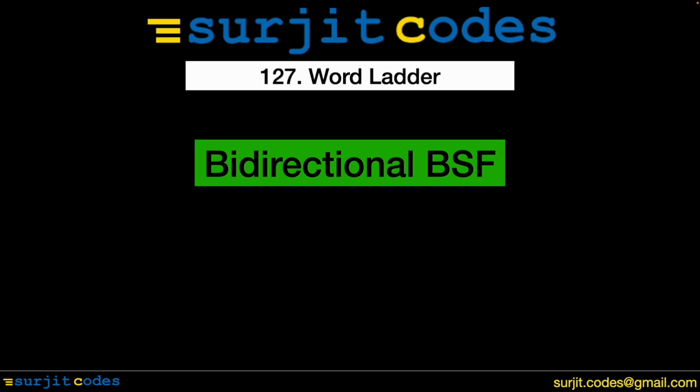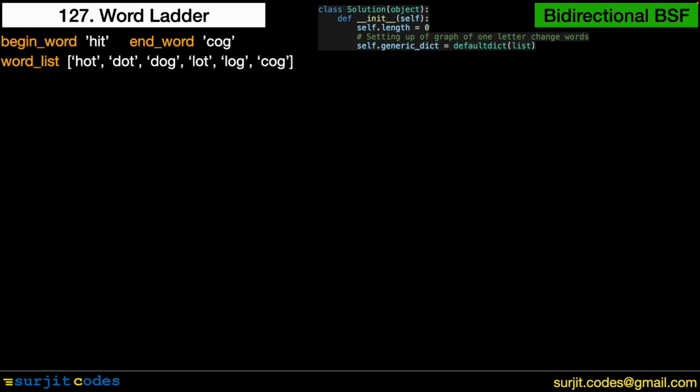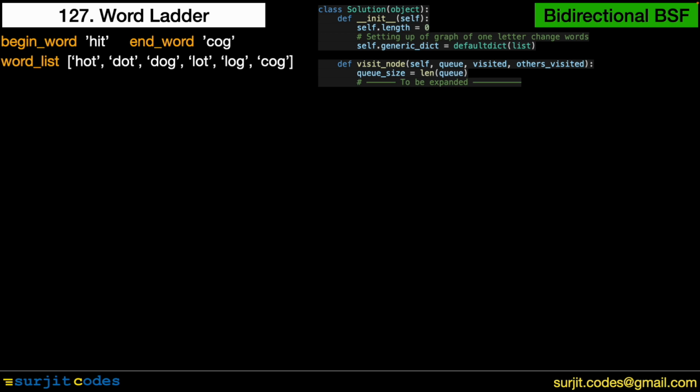We start queues from both beginning and end and move the queue which has fewer entries. This way we cross over to the next level in a lesser number of trials. The process stops when the two sides arrive at a common node. In this solution, we define class level variables length and generic dictionary. Length is 3 in this example. We define a function visit node which we will discuss in a bit.